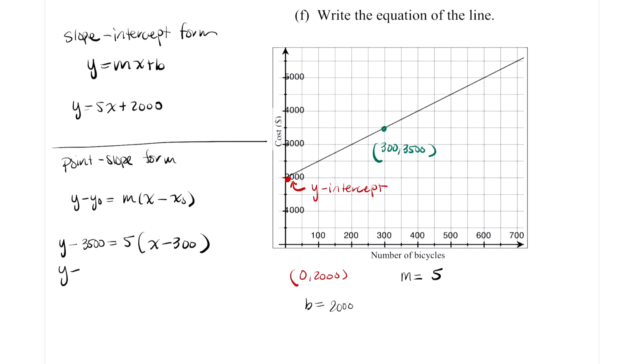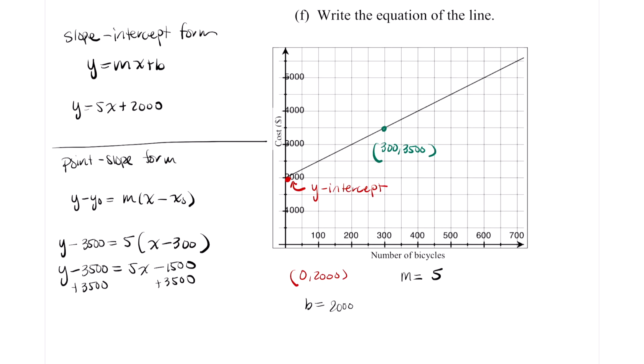So we have on the left, and nothing has changed, y minus 3,500. So always write down everything that has remained unchanged and your equal sign so you don't lose track. The only thing that's changing is on the right-hand side. 5 times x is 5x, and 5 times 300 is 1,500. Now we need to add 3,500 to both sides.